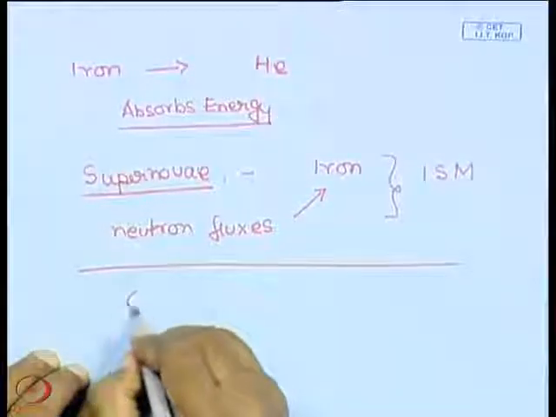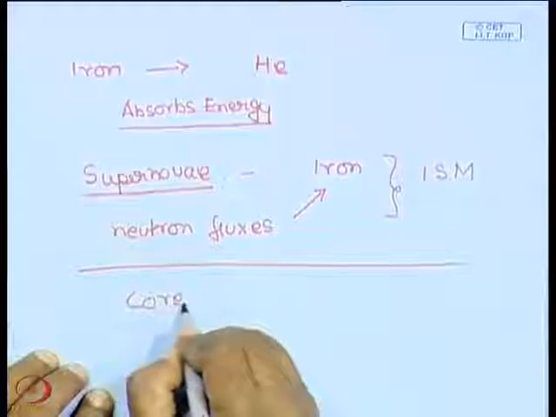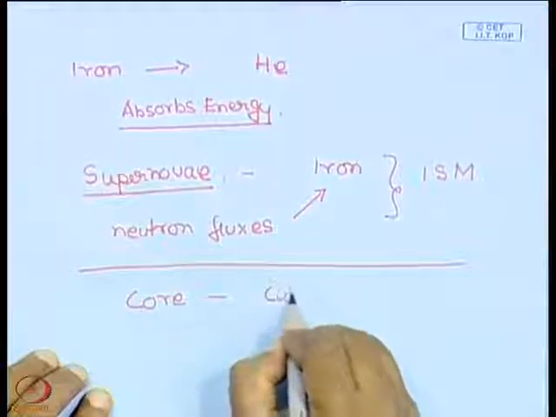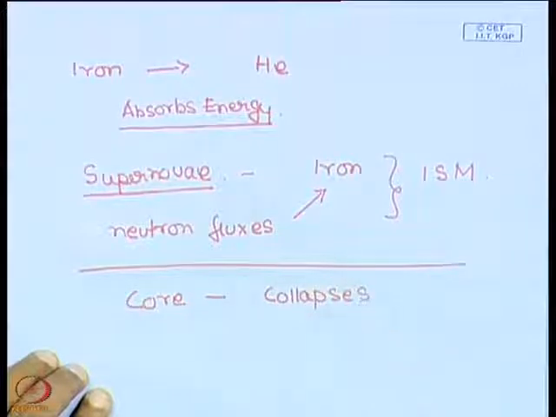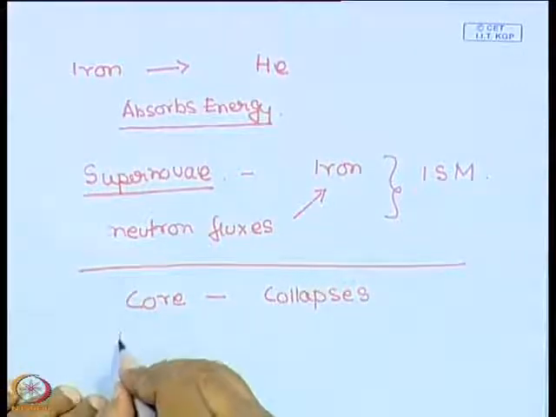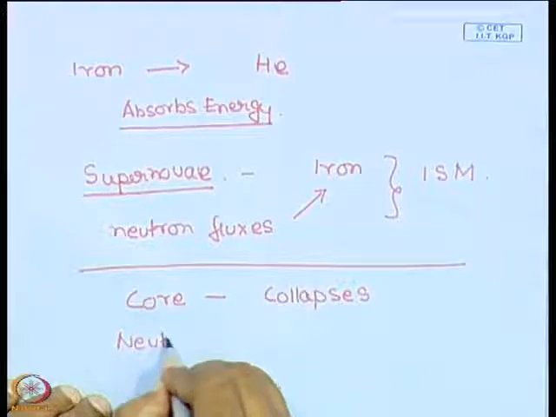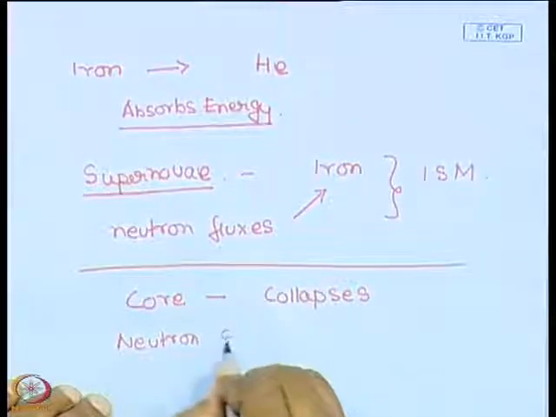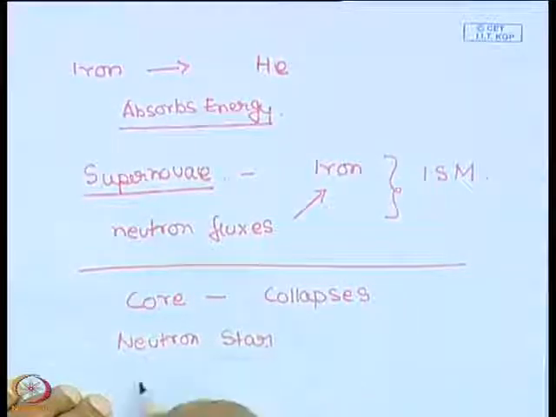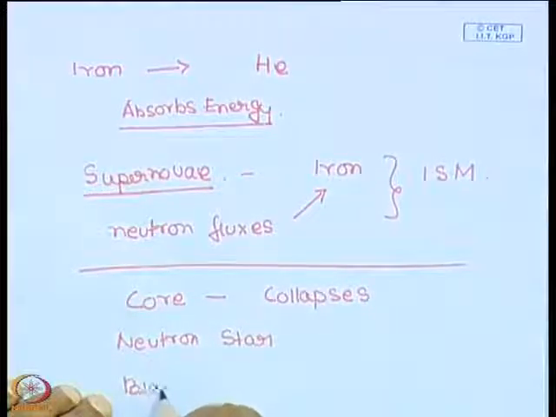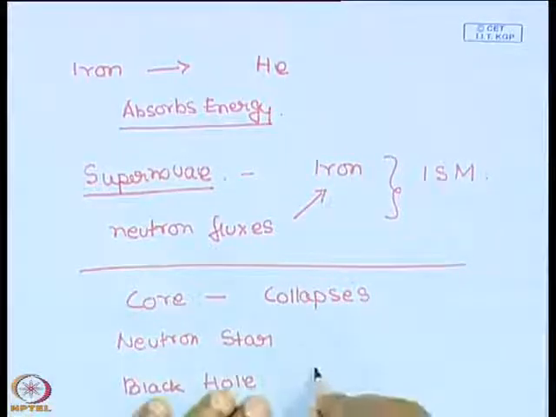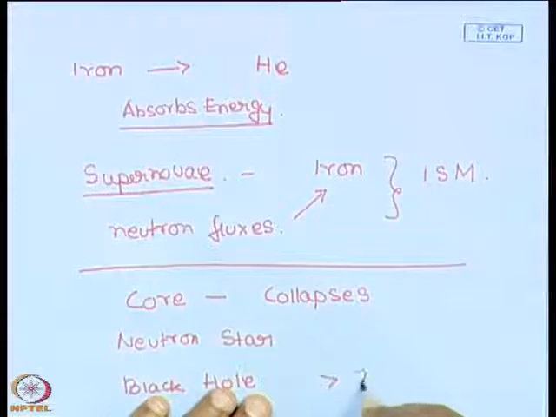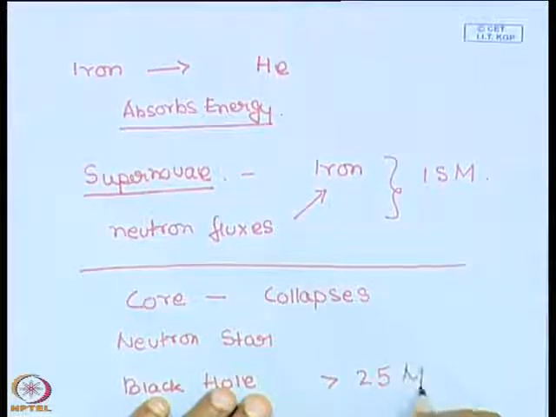The core of this whole thing collapses to form either a neutron star, depending on the mass, or a black hole. And masses of more than 25 solar masses, it is believed, go straight away and form a black hole.